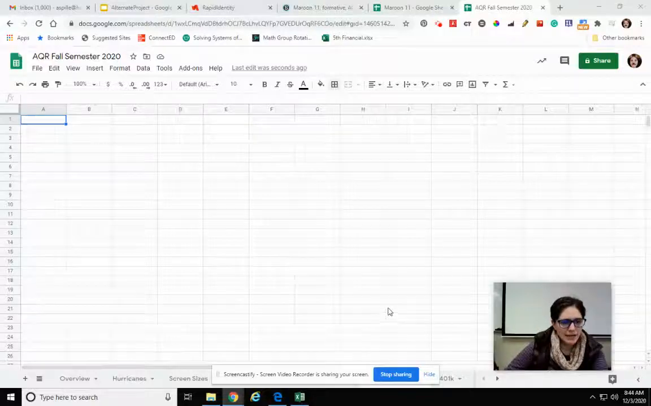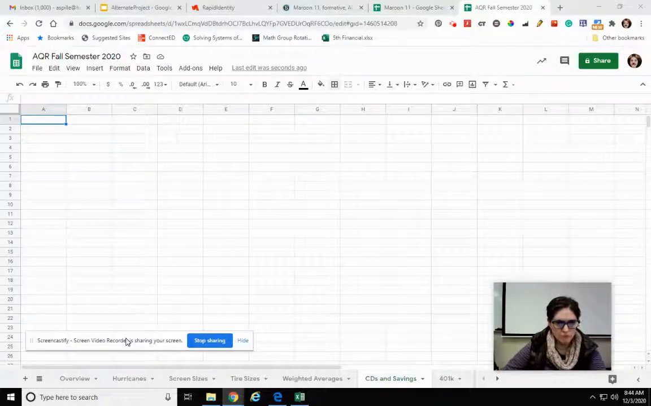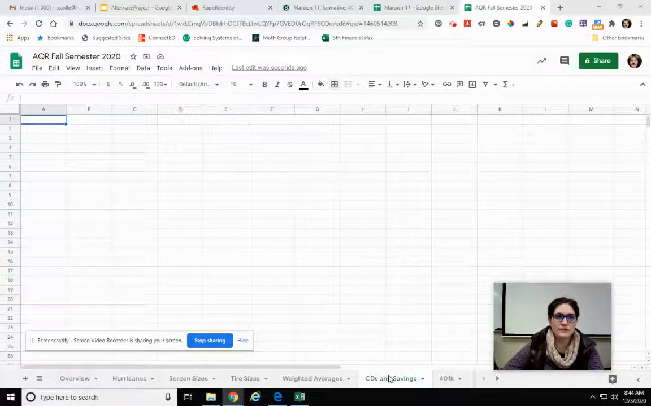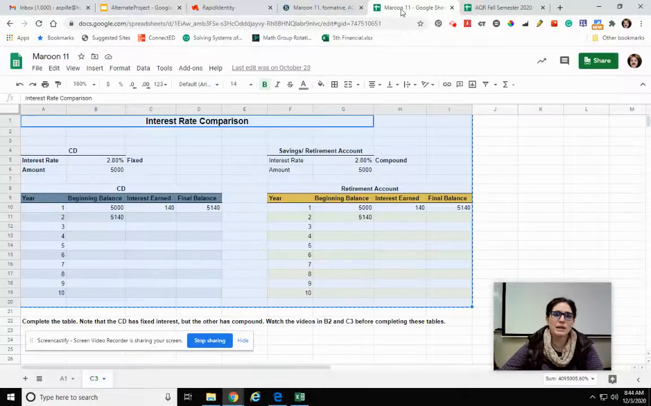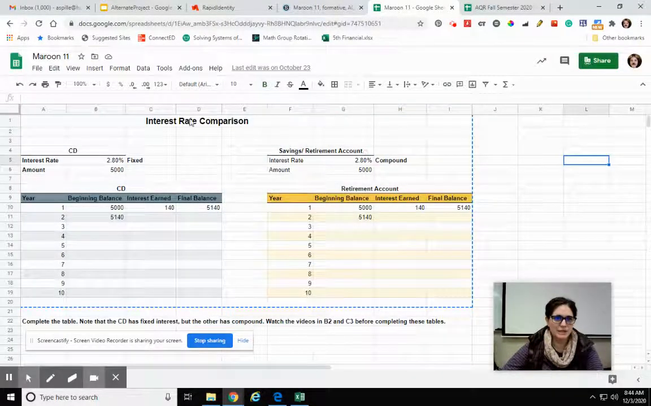Okay, so our next tab on our fall project is the CDs and savings. This is for the certificates of deposit and the savings account. This is from Choice Board 11. We did this on your maroon 11 assignment, and I believe on your yellow gray assignments too. You had an interest rate comparison, and you had one with a CD and one with a savings account.